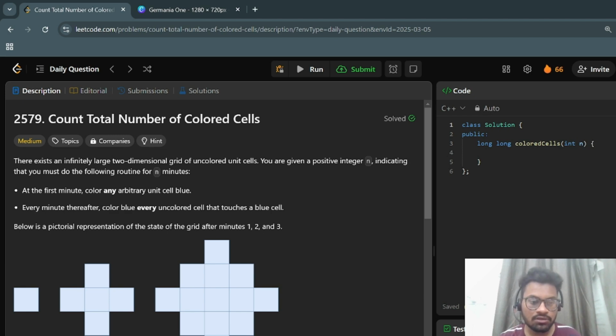Below is a pictorial representation of the state. We just need to return the number of colored cells at the end of the nth minute. I'll explain it on the whiteboard, and you'll get clarity about that.